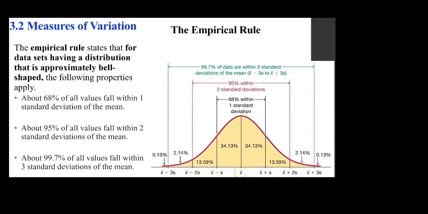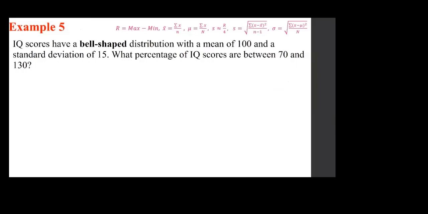If you want to target more than that, if you go within 3 standard deviations, you cover almost everyone, 99.7%. So that is really an important piece of information, and you're supposed to know those values. IQ scores have a bell shape. So it is mentioned that you are dealing with an empirical rule.